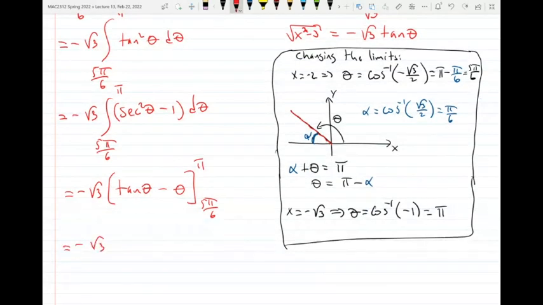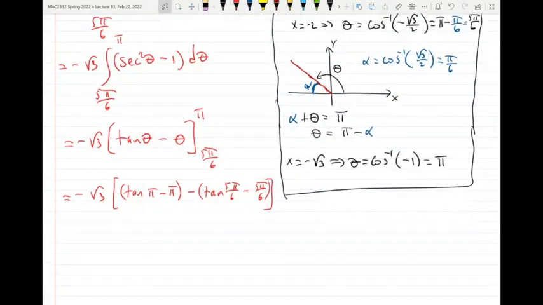So we get negative square root of 3 times, let's see, when you plug in pi, okay, let me just do it. Tangent of pi minus tangent of 5 pi over 6 minus 5 pi over 6. Okay, so what's tangent of pi? Tangent of pi is 0, right? Because sine of pi is 0. So this guy here is 0. So we get negative square root of 3 times, so far I have here a negative pi.